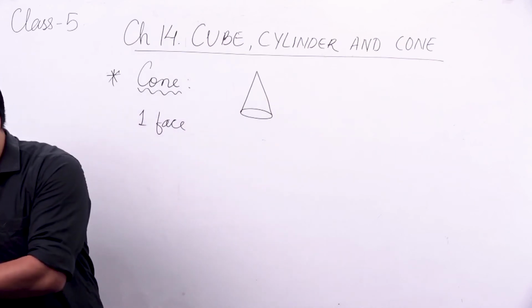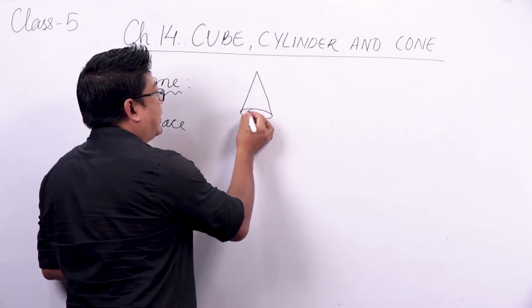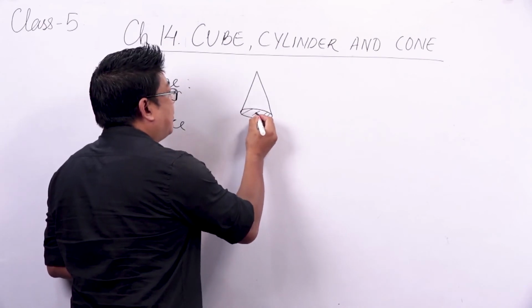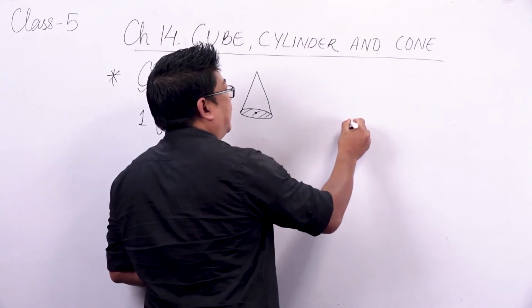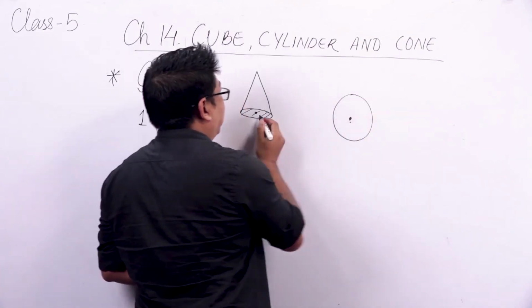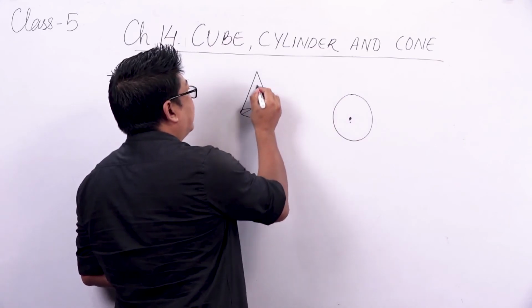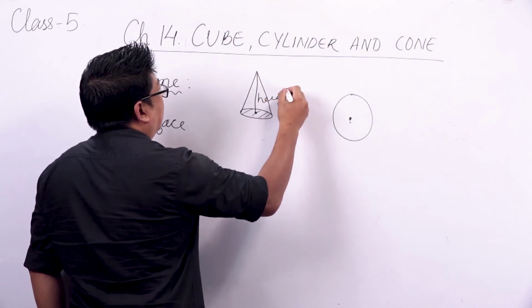And if you look at this picture here, the circular face, all right? And there's a midpoint here. To draw a circle, you make a point and then keep a compass and you draw, right? So from that point to the tip of the cone, this is called your height.